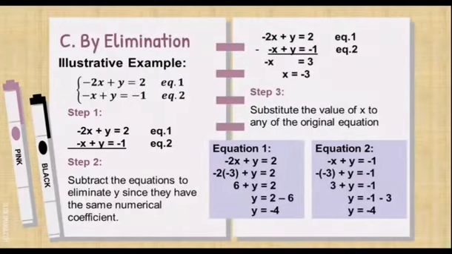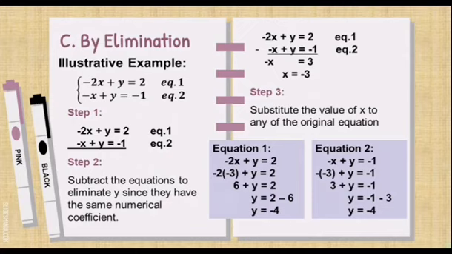Illustrative example. Solve the following system of linear equations by elimination. Equation 1 is -2x plus y equals 2. Equation 2 is -x plus y equals -1. So step 1, you may write the two given equations vertically so that like terms will be aligned. So we have -2x plus y equals 2 and -x plus y equals -1.